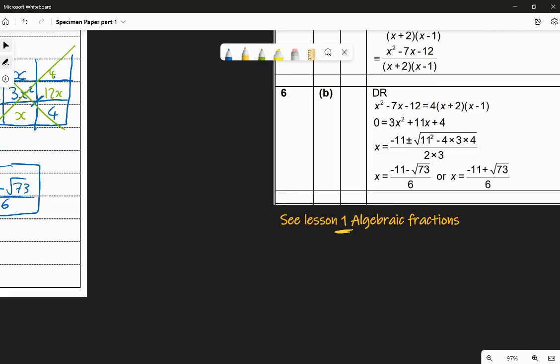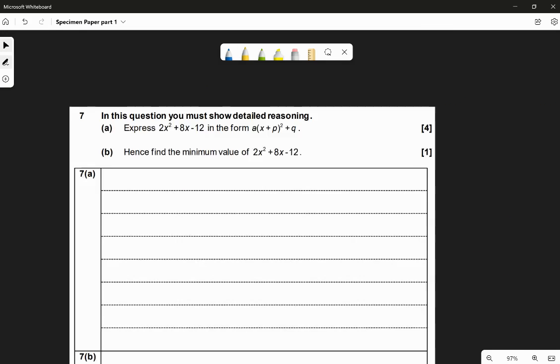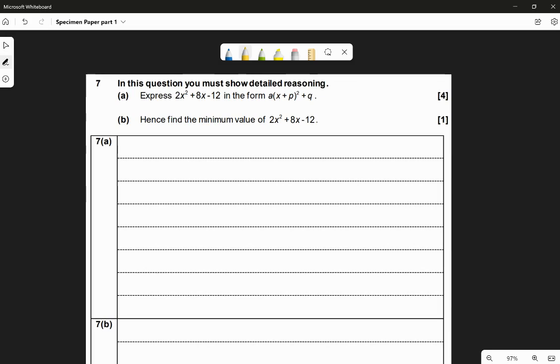Okay, let's have a look at question 7. Aha, completing the square, lovely. So in this question, you must show detailed reasoning. Express 2x squared plus 8x minus 12 in the form a lots of x plus p all squared plus q. So that's the completed square form. When I have a quadratic expression which isn't 1x squared, it's slightly more difficult to complete the square for, but with practice, you should get used to doing so.